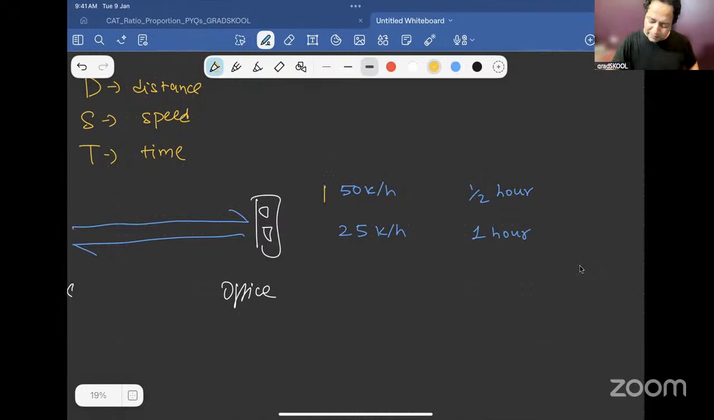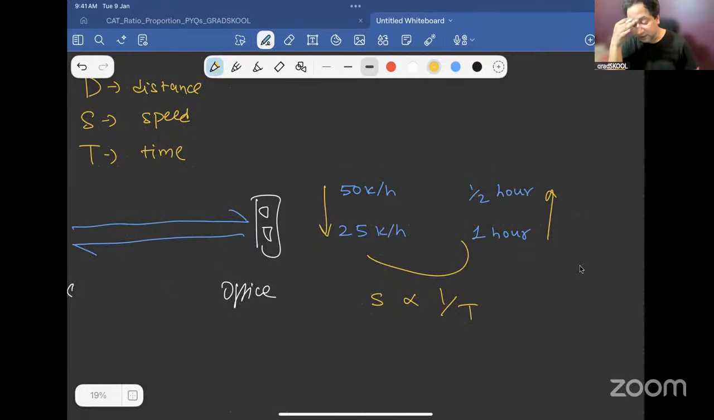If I reduce the speed, time increases, isn't it? If I reduce the speed, time increases. What does that mean? That means speed and time should be in inverse proportion. Yes or no? Do you understand that? See, I am a layman. I don't know mathematics. I just know that I understand the meaning of distance, speed, and time. And I just saw this and I felt this observation.